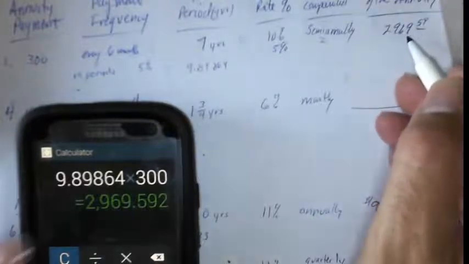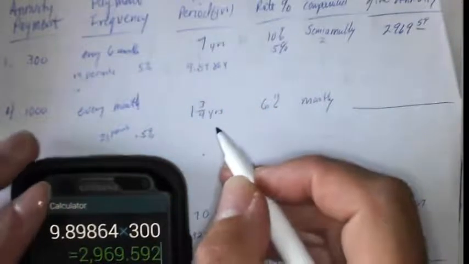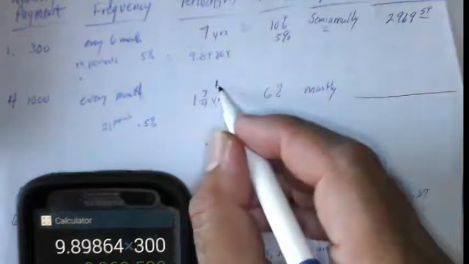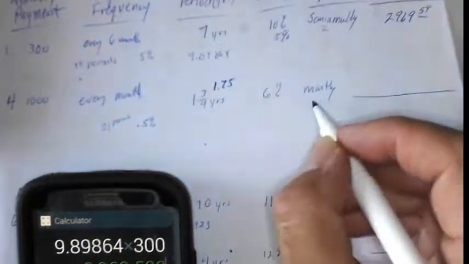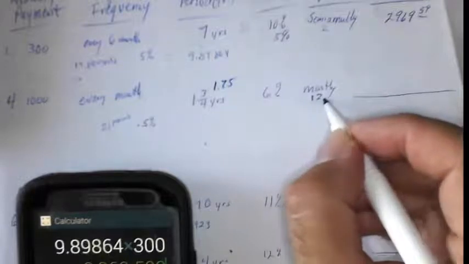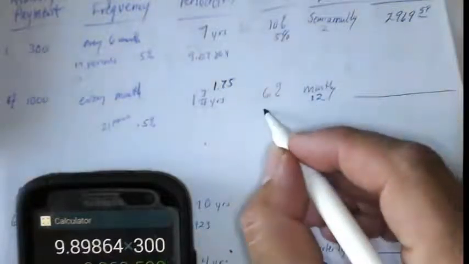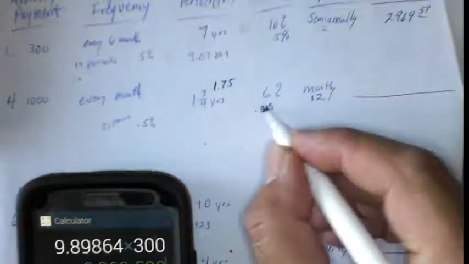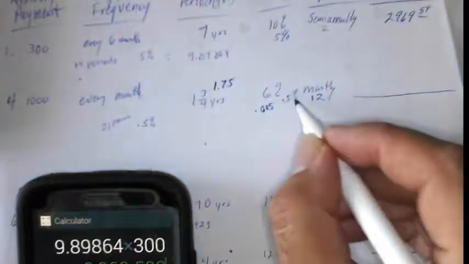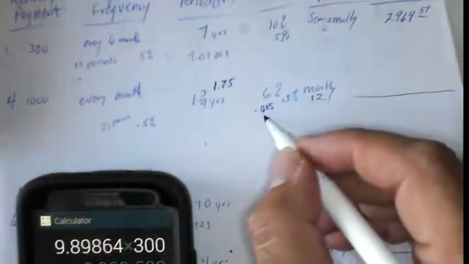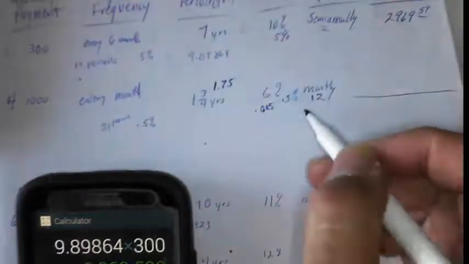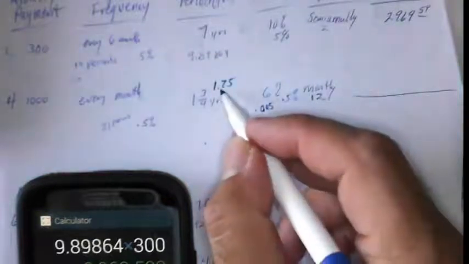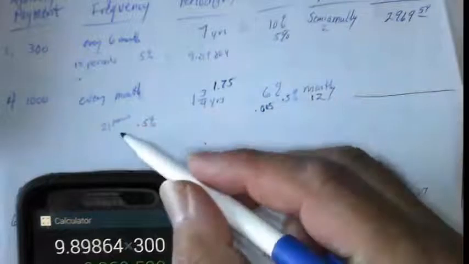Okay, so let's take a look at another one of those. This is number 4. I picked this one because it has a little different time in years, so this is going to be 1.75 years, monthly. That's 12 times a year, so we take 6 divided by 12, which is 0.5%, or 0.005 as a decimal, depending on how we want to do it. And we would have 21 periods, since 12 times 1.75 gives us our 21 periods.